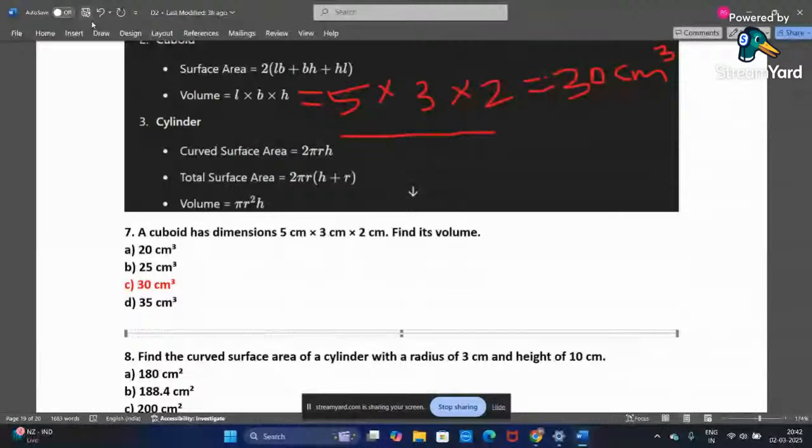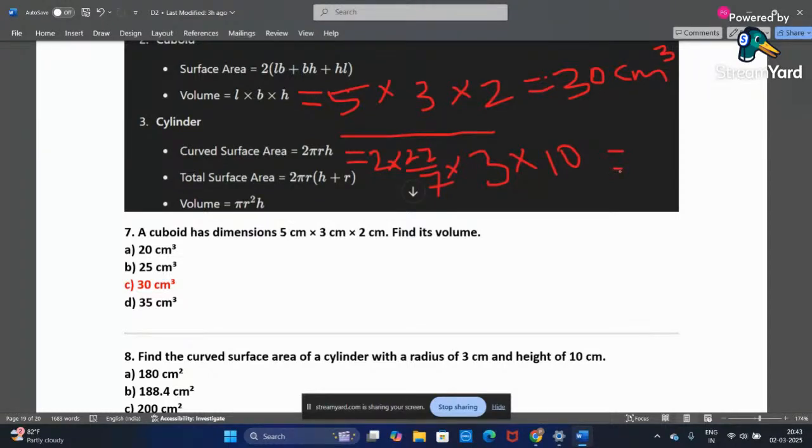So what are the values you're going to substitute? What you have to write, 2 as it is. Pi means 22 by 7. We all know that pi value is 22 by 7. What is radius here? It is 3 centimeter, and into, what is h? h is your 10. So what is the answer you're going to get? Just cross multiply everything and tell the answer.